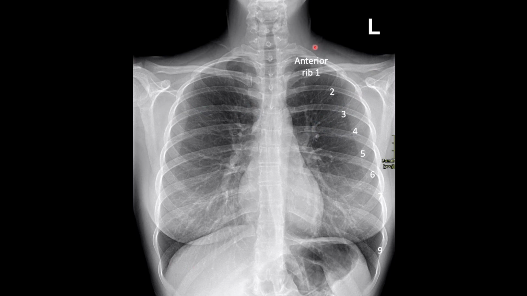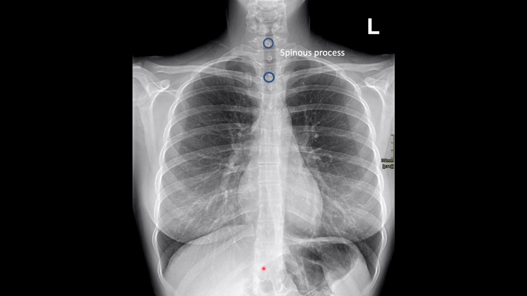So if you look at the left side, this is the first anterior rib. There is the second one, number 3, 4, 5, 6, and so on. Whereas on the other side, the posterior ribs, so there is number 2, 3, 4, 5, 6, 7, and so on. So the spine is along the midline, if the patient doesn't have a scoliosis, obviously.